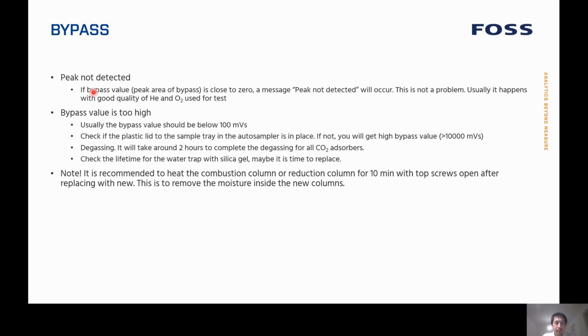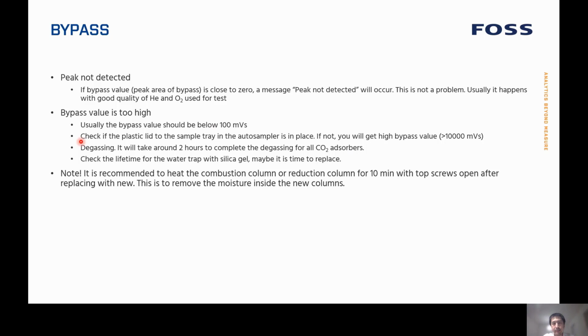And you will also see another problem, which is bypass that is too high. Then you have a real problem that you have to figure out. Usually we define the bypass or the blank should be less than 100. If you see the integration of the bypass peak is over 100, then you have a problem. The first thing you have to check is if the plastic lid of the autosampler is on.